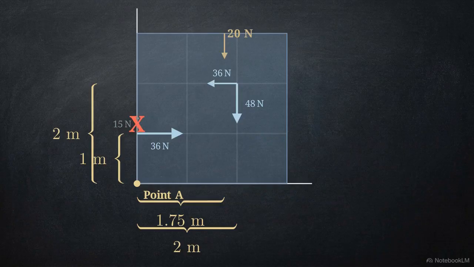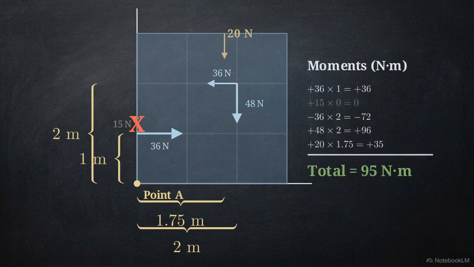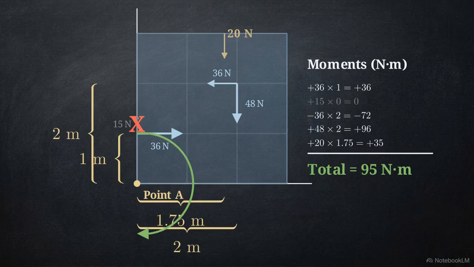Next, we map the perpendicular distances from point A to the lines of action for these new components. Any component vector whose line of action passes directly through point A has a moment arm of 0 and contributes nothing to the rotation. Summing the remaining moments yields a final clockwise moment of 95 Newton meters.